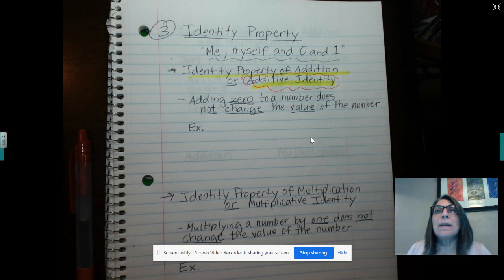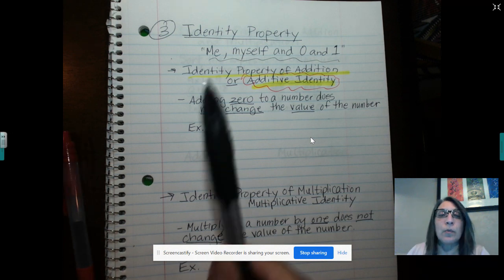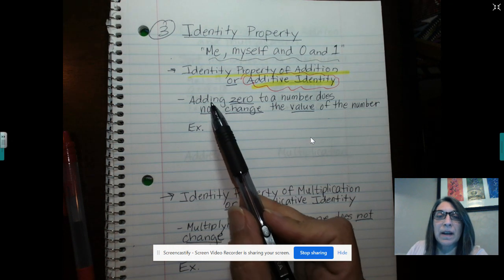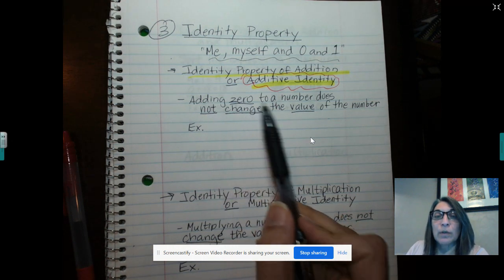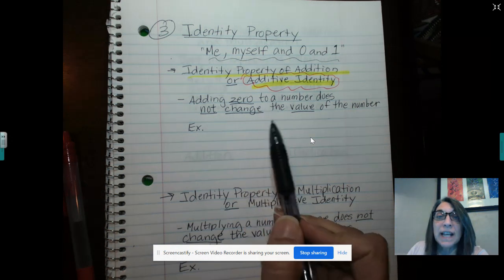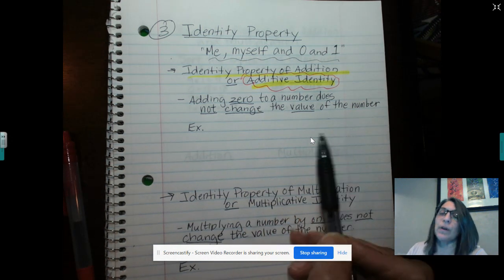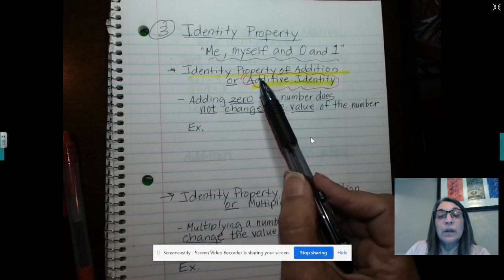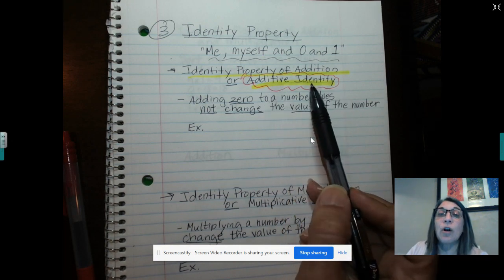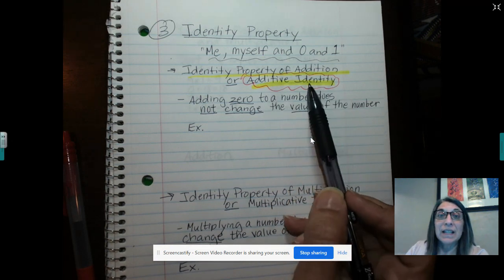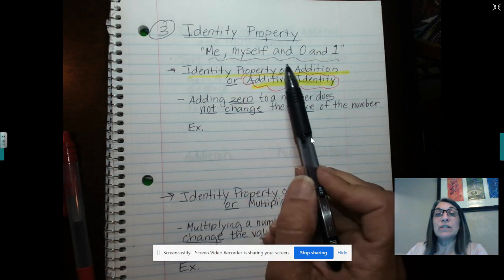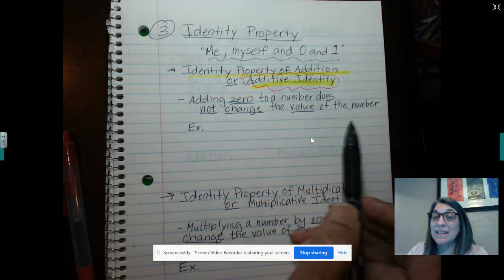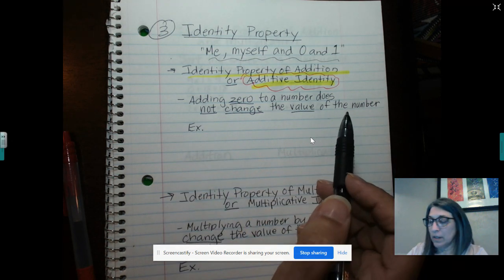Okay, so what does that mean? I went ahead and wrote the definition already, so let me read it, and then you can always pause to write it down. It means that adding 0 to a number does not change the value of the number. You pretty much learned that in first grade, but what is new is this vocabulary. It's called the additive identity. The identity property only relates to 0 and 1, me, myself, 0 and 1. So anytime I add 0 to something, it doesn't change it, right?